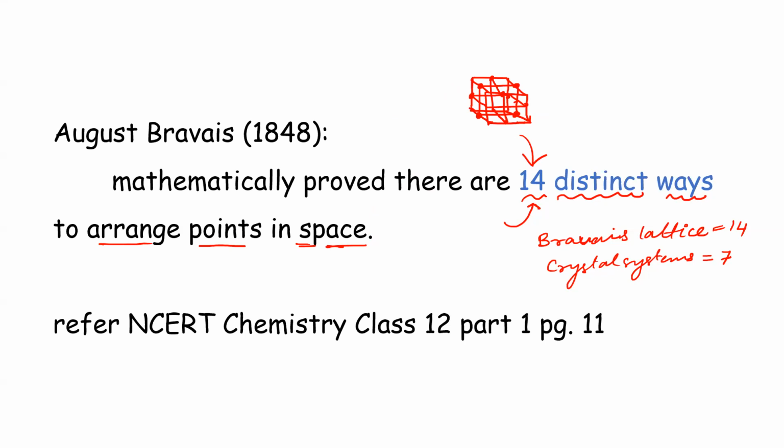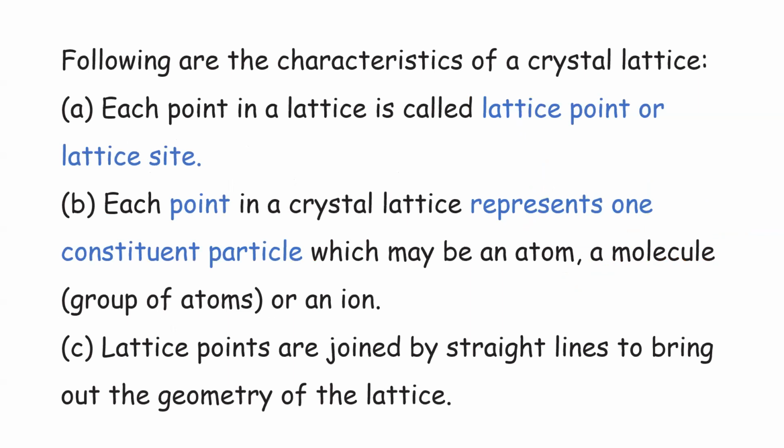Now after this, if you remember, we have already discussed what a crystal lattice is. It is a 3D arrangement, and each point in a lattice is called a lattice point or lattice site, and each represents one atom, molecule, or ion. That means one constituent particle. And lattice points are joined by straight lines to bring out the geometry of the lattice. This is a redundant point that you don't need to remember. These two points you need to remember, and they are already present in your notebook.